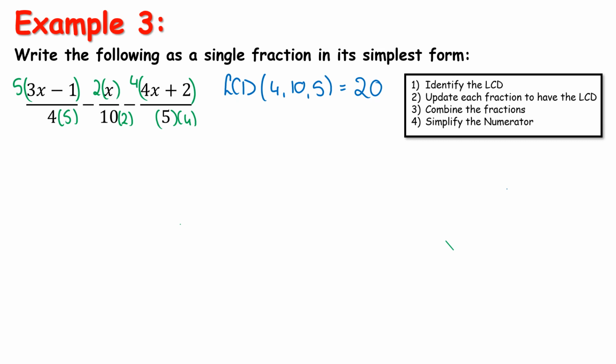So now I can clearly see that change. It saves me writing out a step. Remember, I'm super lazy. So I've now updated each of my fractions to have the lowest common denominator. That lowest common denominator is 20.